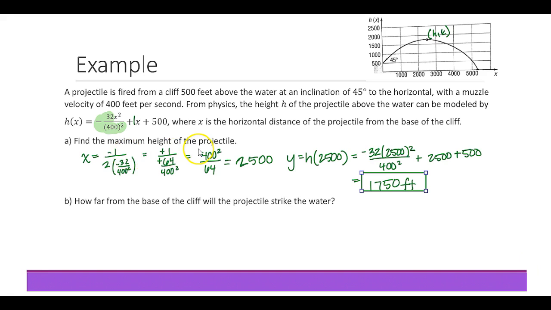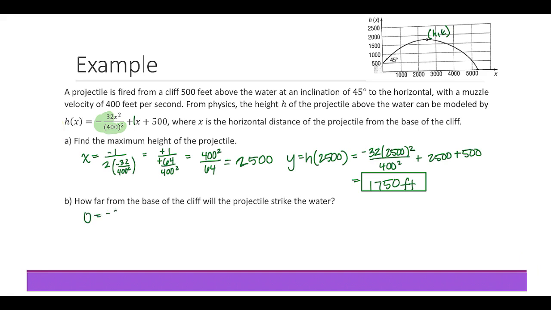So this problem is a fancy way of saying find the vertex, or specifically find the y value of the vertex. Now in part B, how far from the base of the cliff will the projectile strike the water? So if we think about the path of the projectile, it's going to strike the water when I'm on the x-axis. So I want to know, essentially, the x-intercept of the function. To find x-intercepts, we set the function, or the y value, equal to 0. So I'm going to solve, when does this function equal 0?